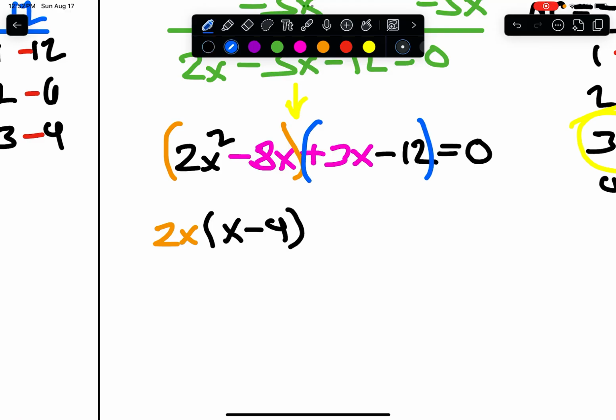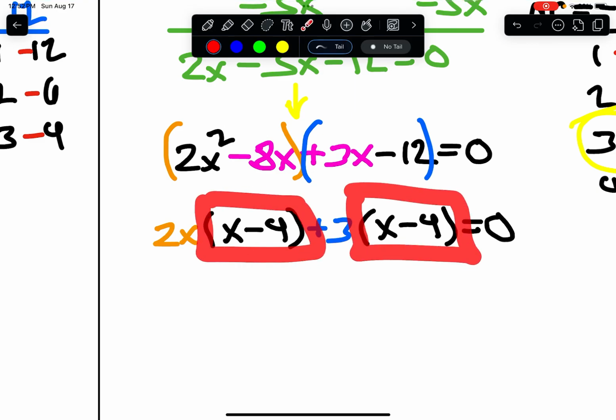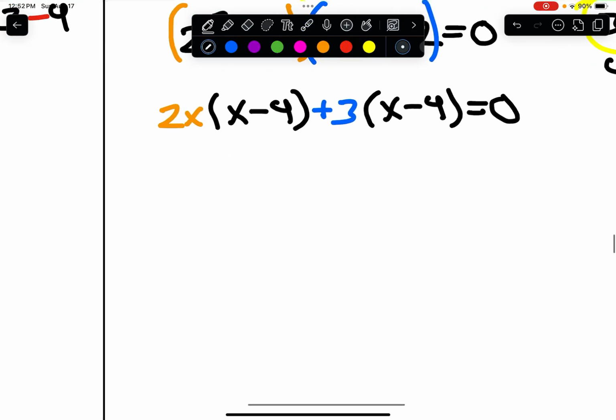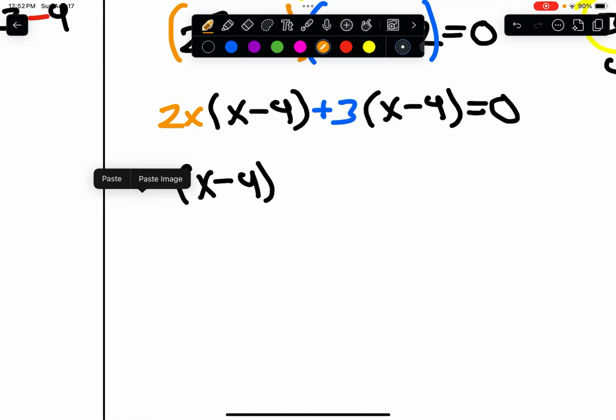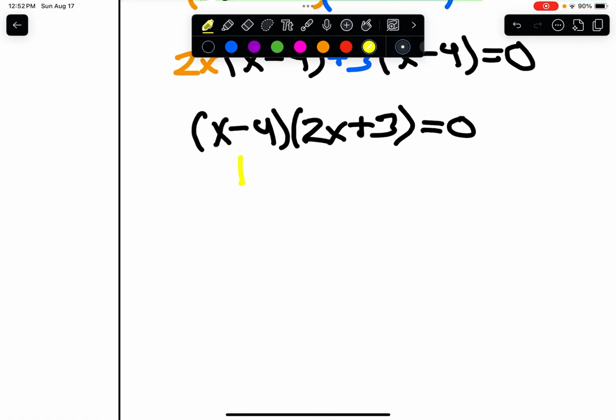And then in the second group, 3x minus 12, I can take out a positive 3. And that's going to leave me with x minus 4. Now, once again, my binomials in the parentheses here are the exact same, so I'm good to go. So I'm going to take out x minus 4, and then I also have the 2x plus 3. So now I'm going to take these individual factors, and I'm going to solve them.